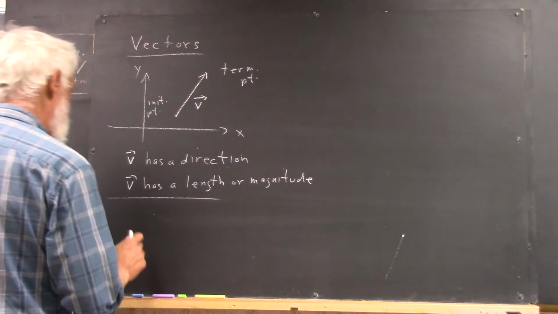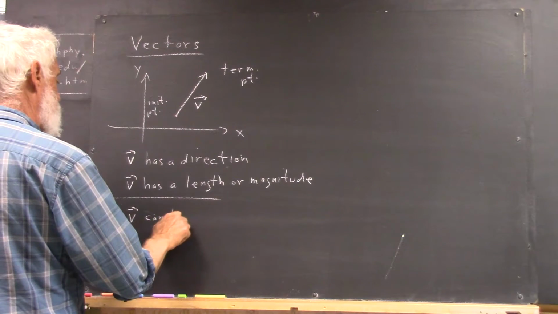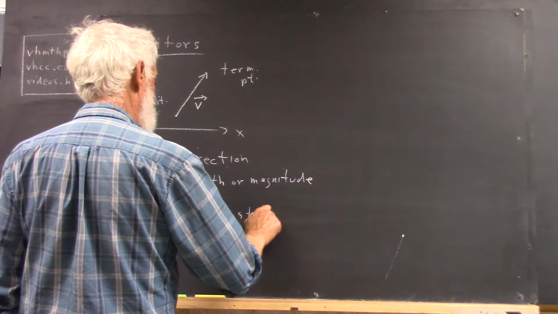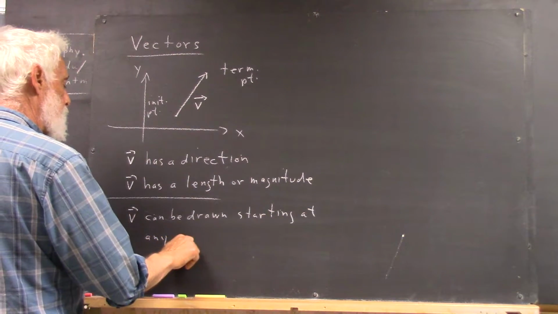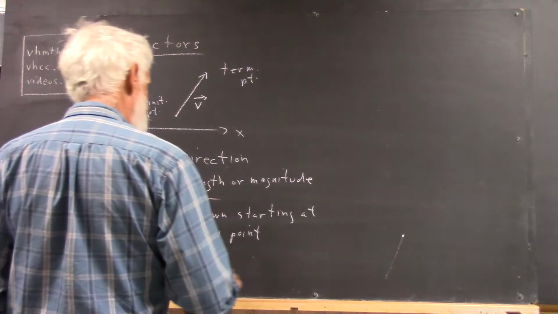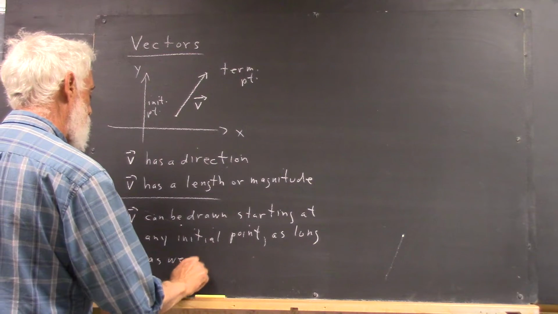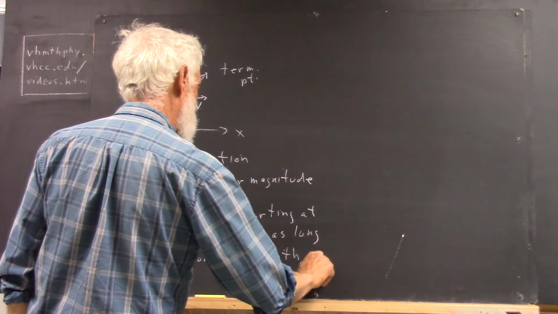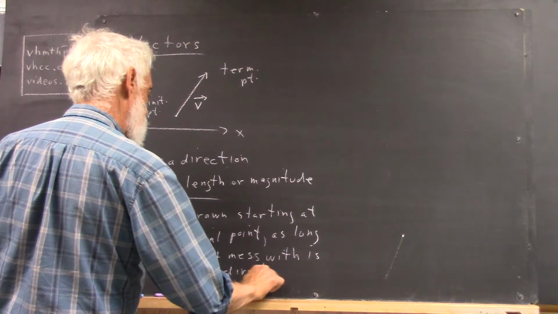Okay, other things. V can be drawn starting at any initial point, as long as we don't mess with its length or direction.